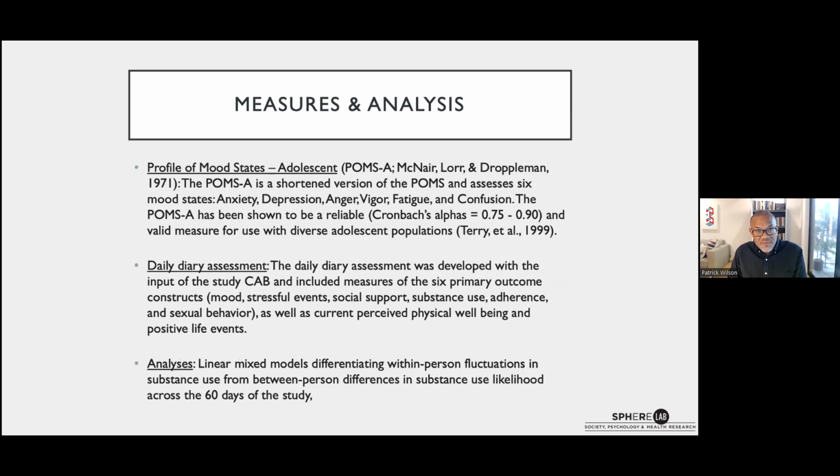We use the Profile of Mood States Adolescent. There's an adolescent version of the POMS that's been shown to be reliable. And we captured anxiety, depression, and other mood states using that.